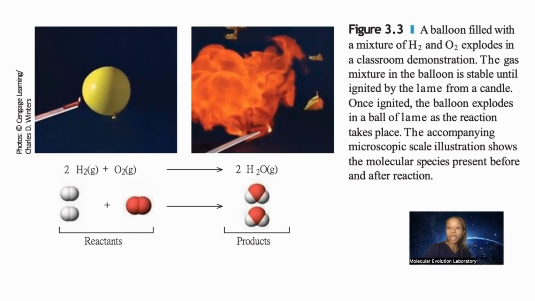A balloon filled with a mixture of hydrogen and oxygen explodes in a classroom demonstration. The gas mixture in the balloon is stable until ignited by the flame from a candle. Once ignited, the balloon explodes in a ball of flame as the reaction takes place. The accompanying microscopic scale illustration shows the molecular species present before and after the reaction. So the reactants are here and the products are here. The hydrogen and oxygen gas forms a stable form of H2O gas.